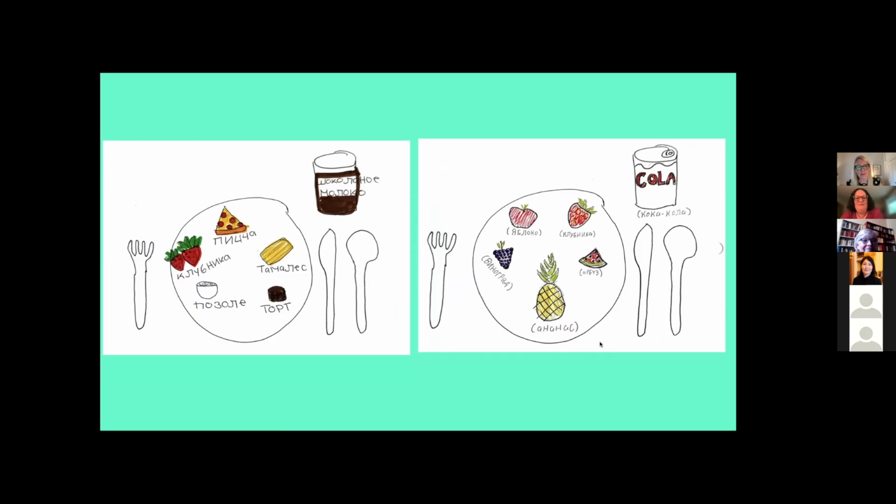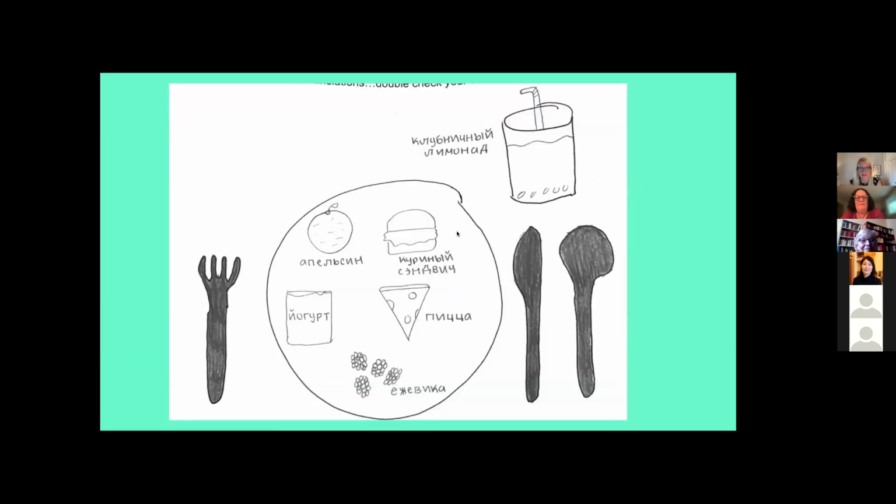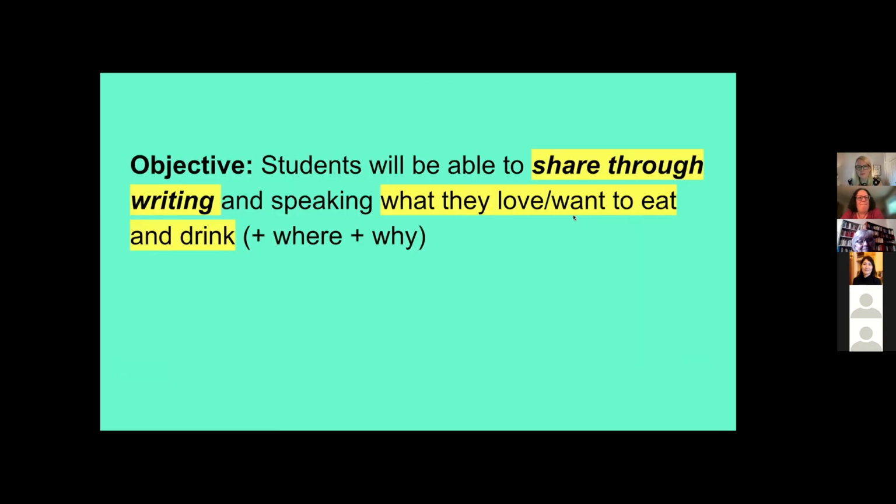Students had a little extra time. I was like, you can grab some markers and add some color if you want. This student apparently only eats fruit, very healthy. And then you can see some students got a little more complicated with some strawberry lemonade and chicken sandwiches, and then some drawings.